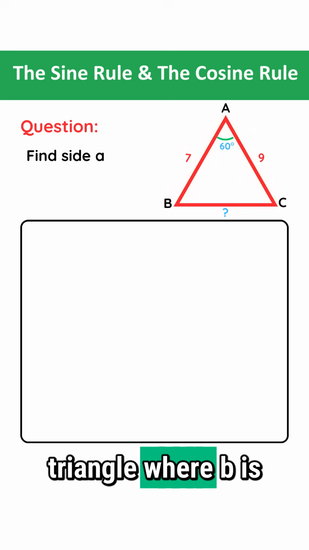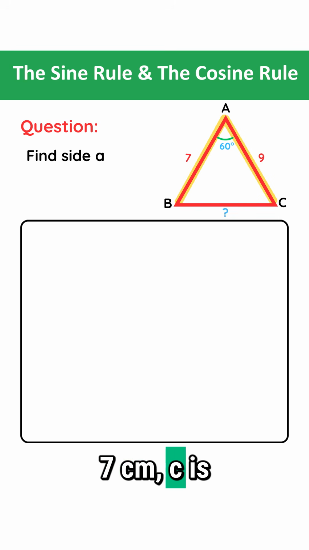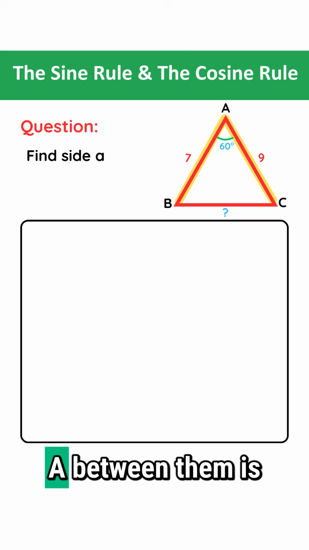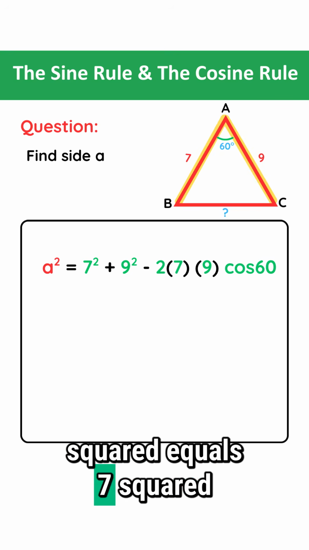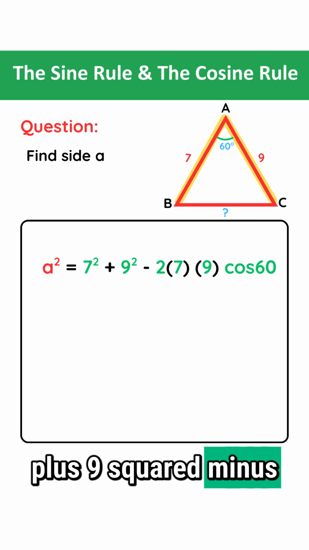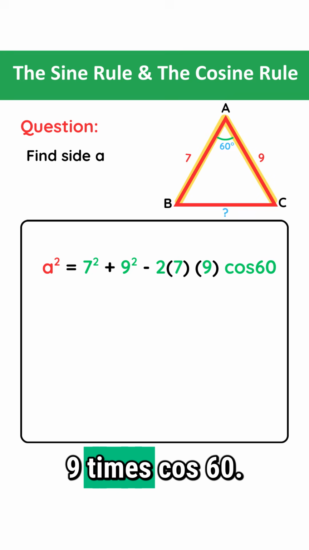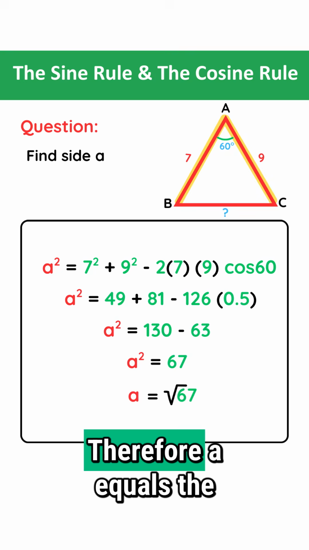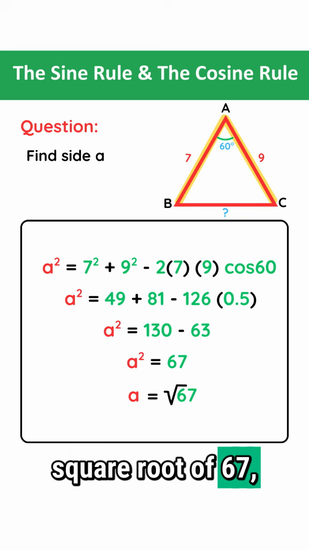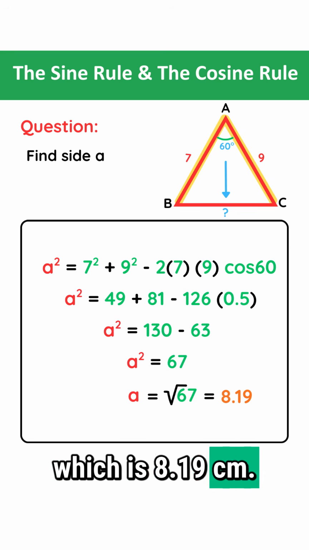Suppose we have a triangle where B is 7 cm, C is 9 cm and angle A between them is 60 degrees. We plug in a squared equals 7 squared plus 9 squared minus 2 times 7 times 9 times cos 60. That gives a squared equals 67. Therefore, a equals the square root of 67, which is 8.19 centimeters.